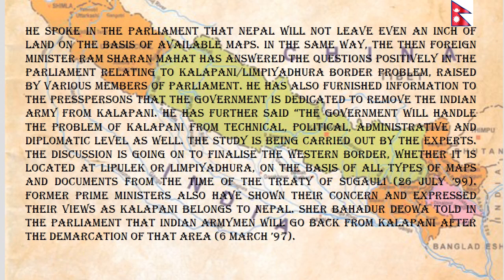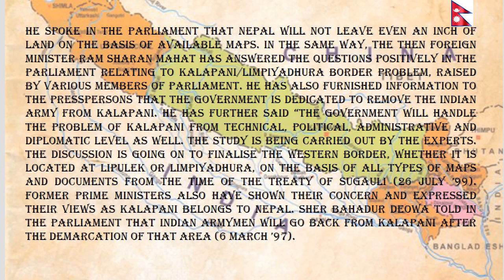He spoke in the parliament that Nepal will not leave even an inch of land on the basis of available maps. In the same way, the then Foreign Minister Ram Sharan Mahat answered the questions positively in the parliament relating to the Kalapani/Limpiyadhura border problem, raised by various members of parliament. He also informed the press that the government is dedicated to removing the Indian Army from Kalapani. He further said the government will handle the problem of Kalapani at the technical, political, administrative, and diplomatic levels as well. The study is being carried out by experts. The discussion is going on to finalize the western border, whether it is located at Lipulekh or Limpiyadhura, on the basis of all types of maps and documents from the time of the Treaty of Sugauli, July 26, 1999.